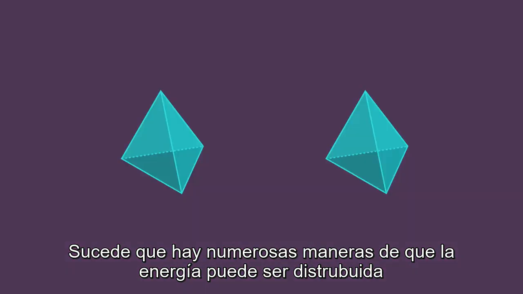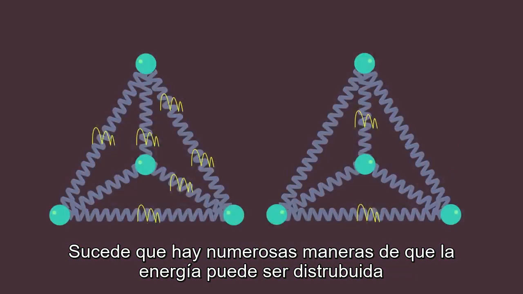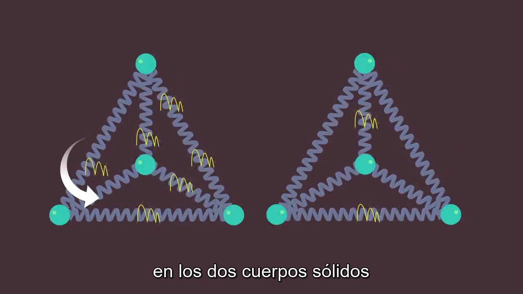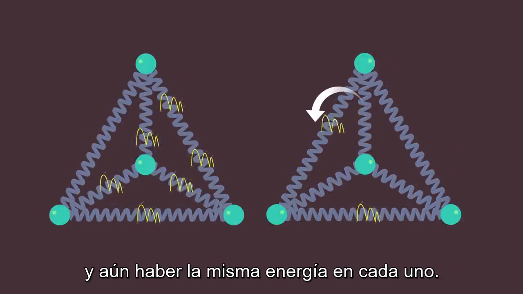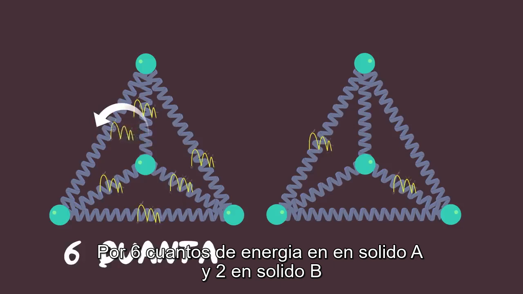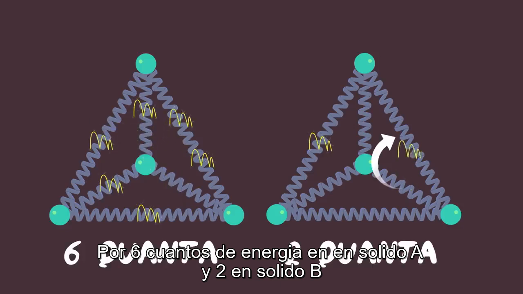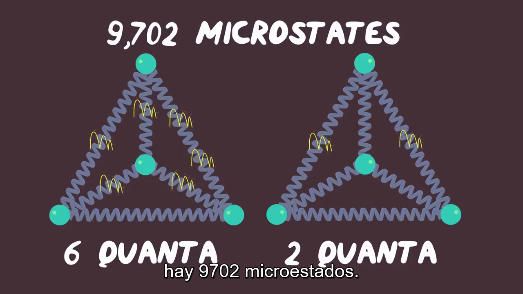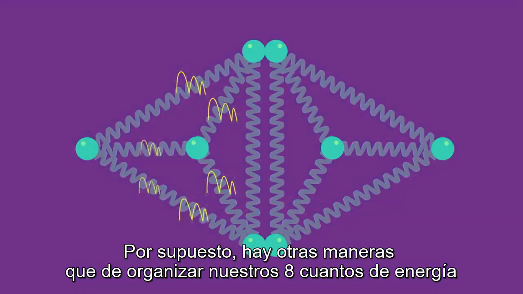It turns out that there are numerous ways that the energy can be distributed in the two solids and still have the same total energy in each. Each of these options is called a microstate. For 6 quanta of energy in solid A and 2 in solid B, there are 9,702 microstates.